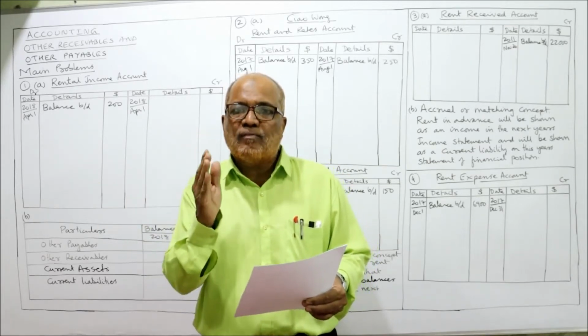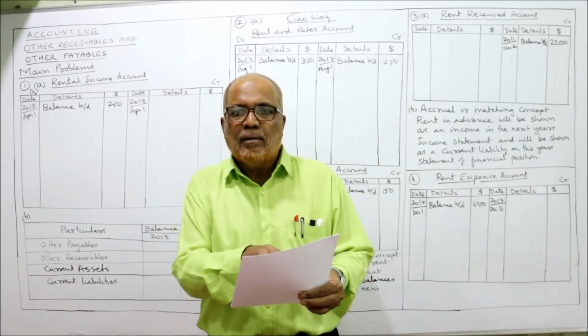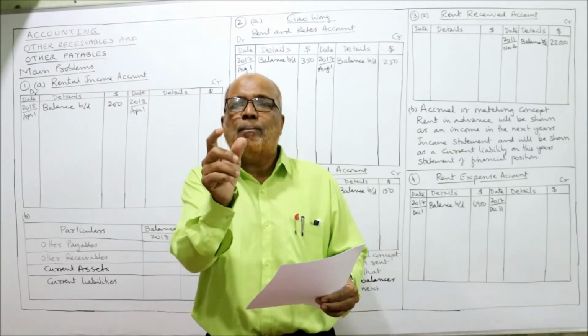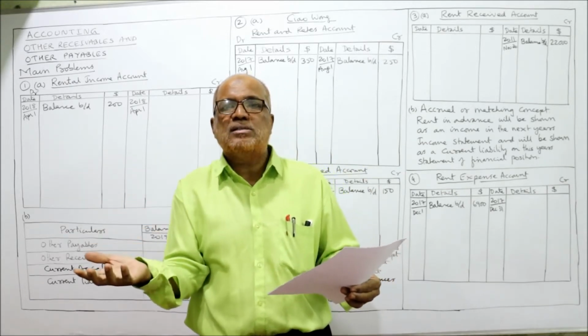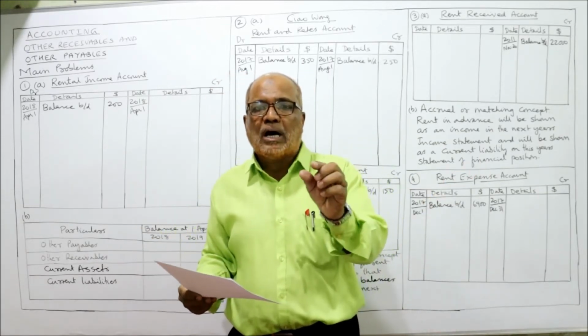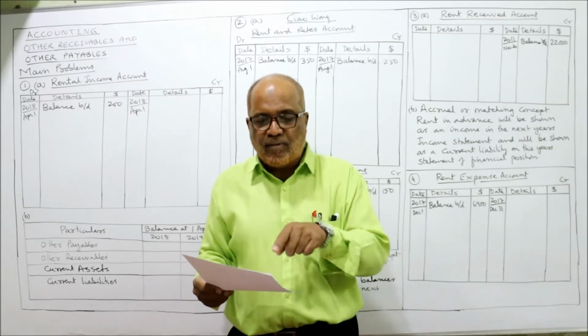Our year begins from 1st April. But this rent is received from March. That means for the month of March, rent was not received. Last year's March rent, March 2018 rent, was not received. Now it is received. When is it received?